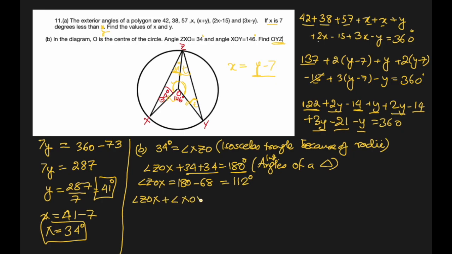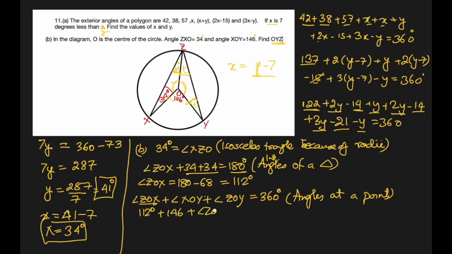Now angle ZOX plus angle XOY plus angle ZOY equal to 360 degrees, angles at a point. So we know ZOX is 112, XOY is 146, ZOY not known to us, equal to 360. So angle ZOY equals 360 minus 112 plus 146. So 112 plus 146 is 258. Yeah, 258 goes from here, 102 degrees. So this angle is 102 degrees, and now we will use again the isosceles relationship.